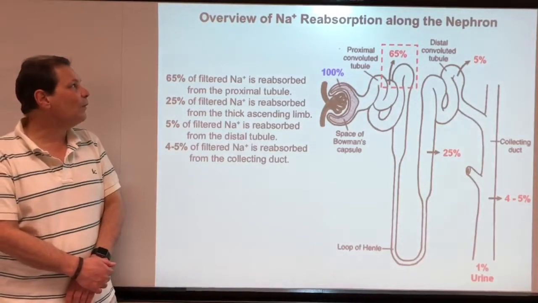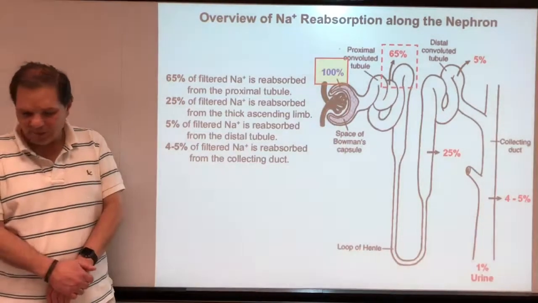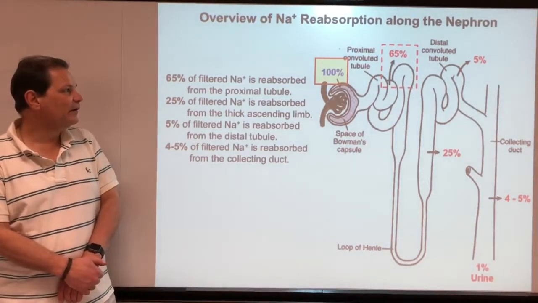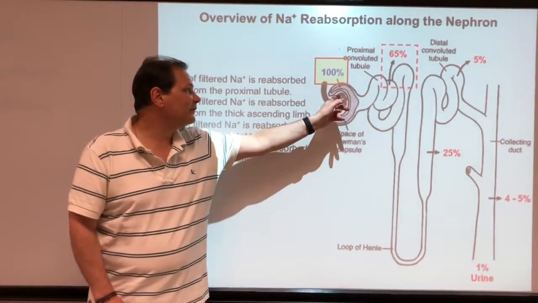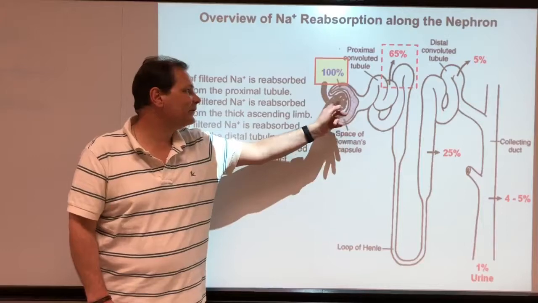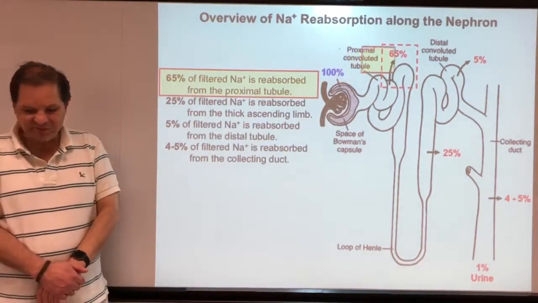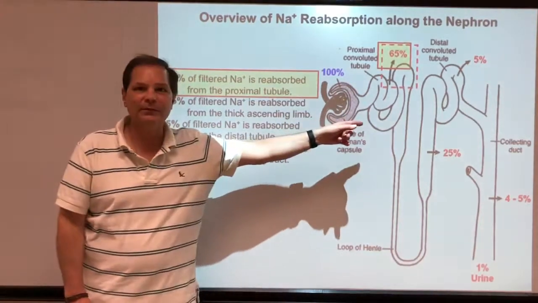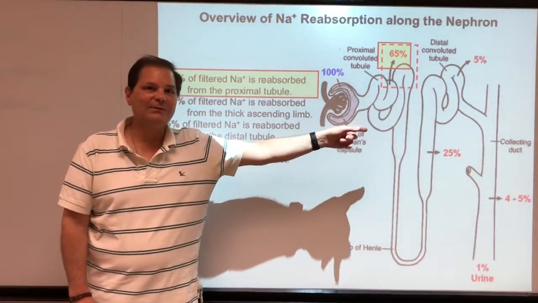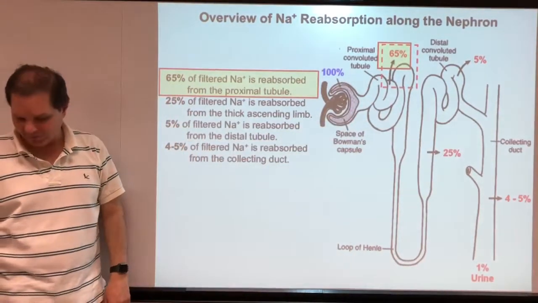All right, so a quick overview of sodium reabsorption along the nephron. First of all, like I said, all three molecules are freely filtered. So at this point, the concentration of sodium in the Bowman's capsule is equal to the sodium in the plasma. 65% of what's filtered is reabsorbed in the proximal tubule. So you get rid of the vast majority of the sodium right away in the proximal tubule, and we'll talk about the details of that.